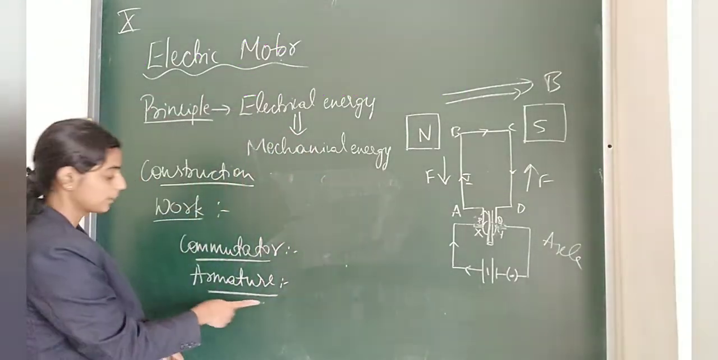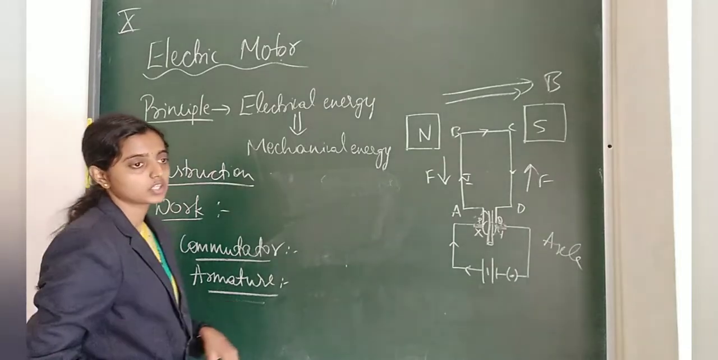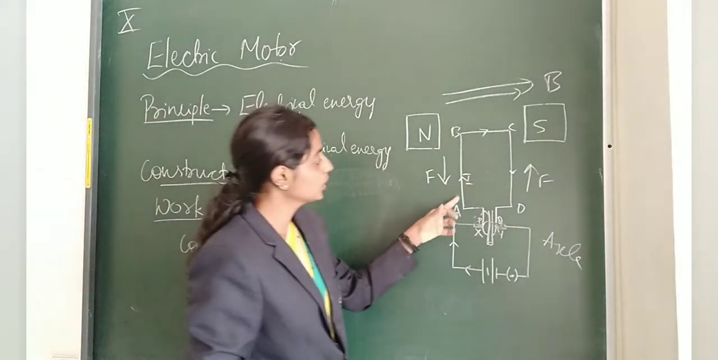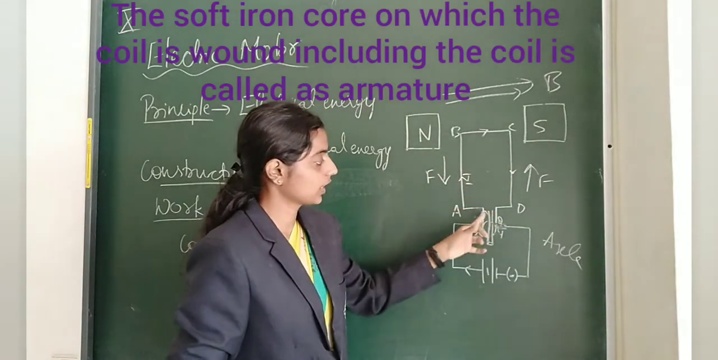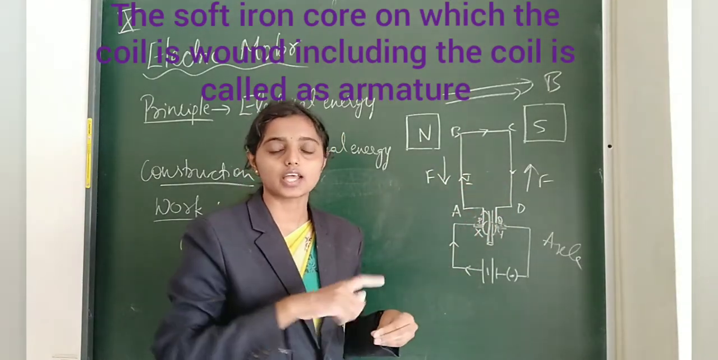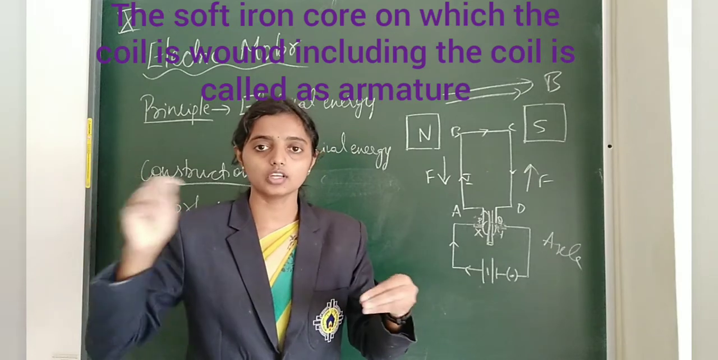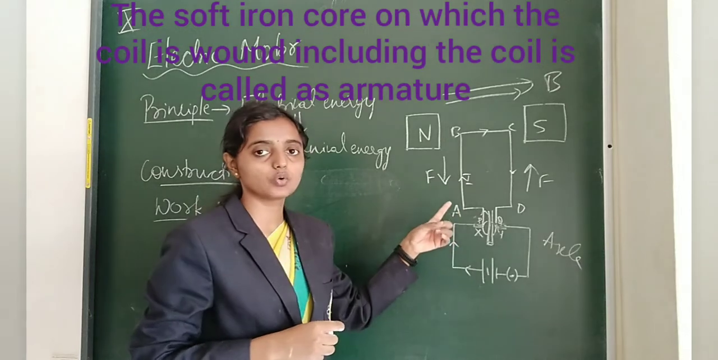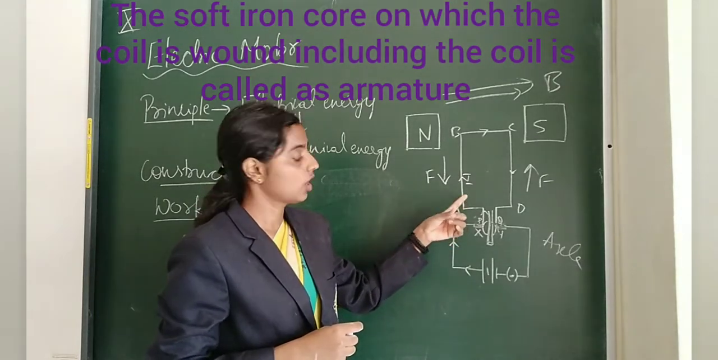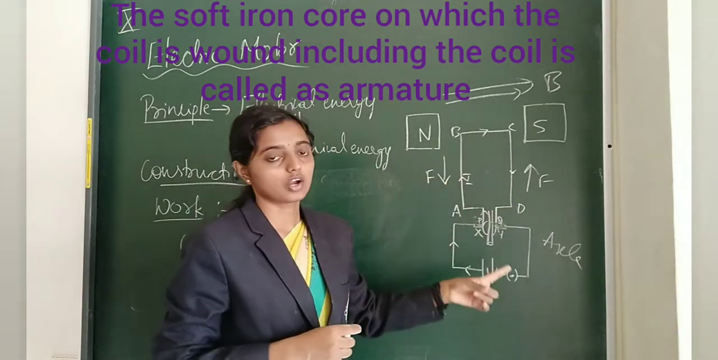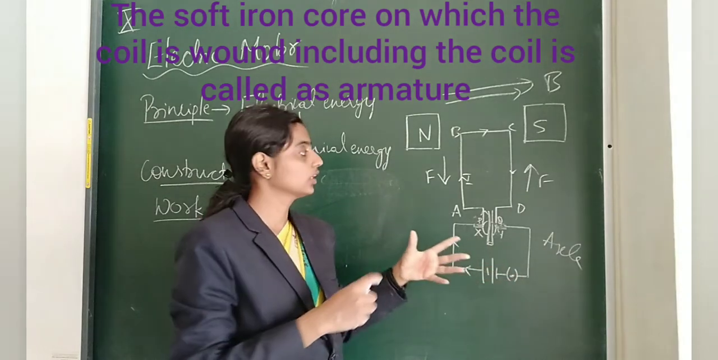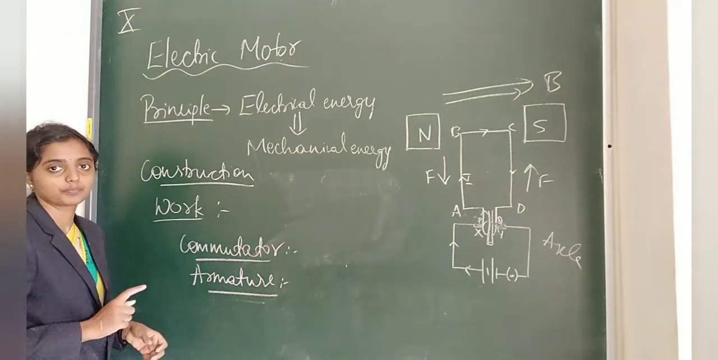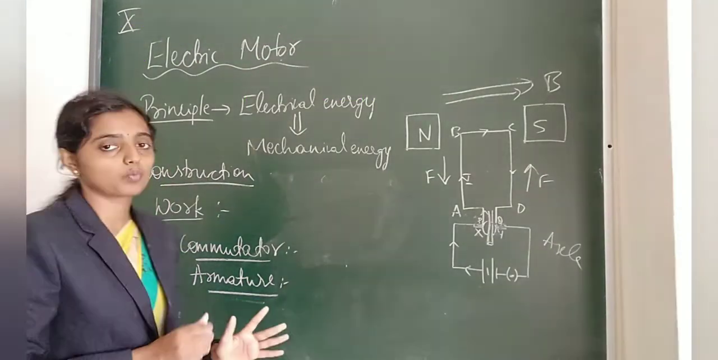And what about the armature? To enhance the power, we will wind this rectangular loop on soft iron, as we did in the solenoid. We took soft iron, and on that we wound copper wire, right? So the same thing here also, we will use soft iron, and on that we will take this rectangular coil to enhance the power, and the coil including the soft iron we will call the armature. So this is all about the electric motor.